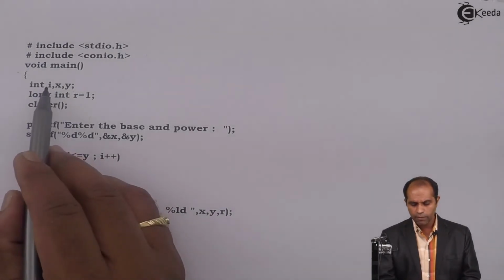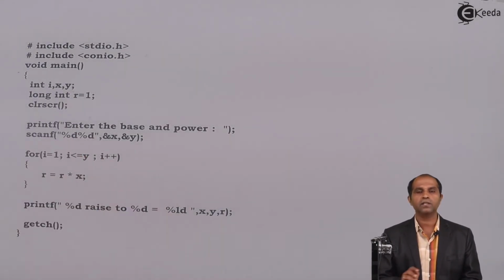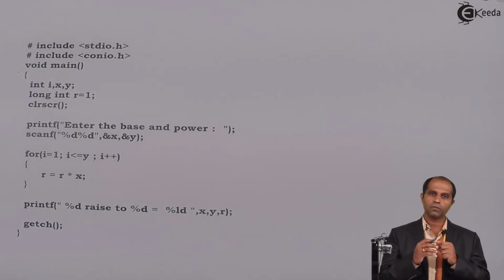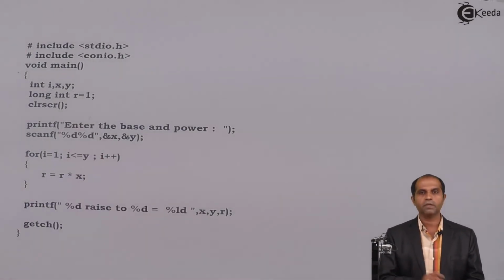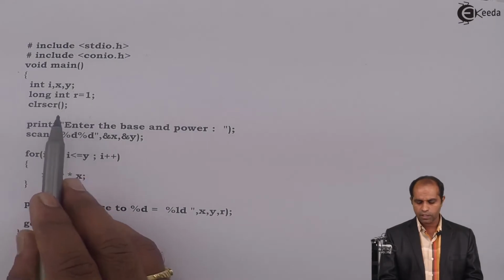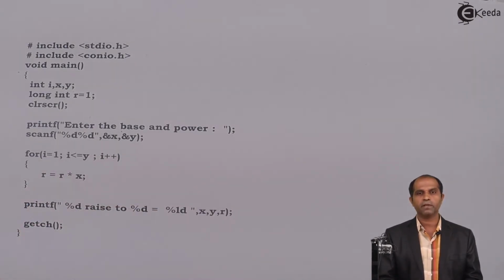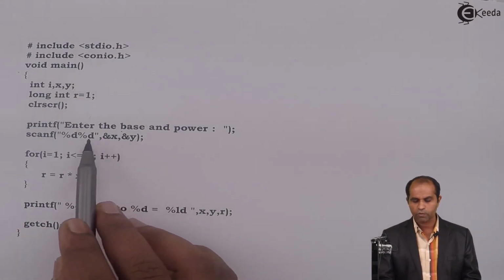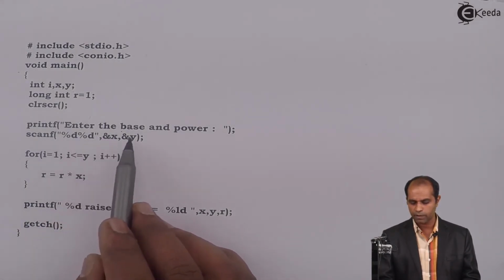As usual, I have taken i as a loop variable, and x and y as two variables which indicate base and power. long int r equals 1, the result variable. Since the process is multiplication, your r will be set to 1. Clear the screen, ask the user to enter the base and power. So I'll read the base as x and the power as y: scanf("%d %d", &x, &y).